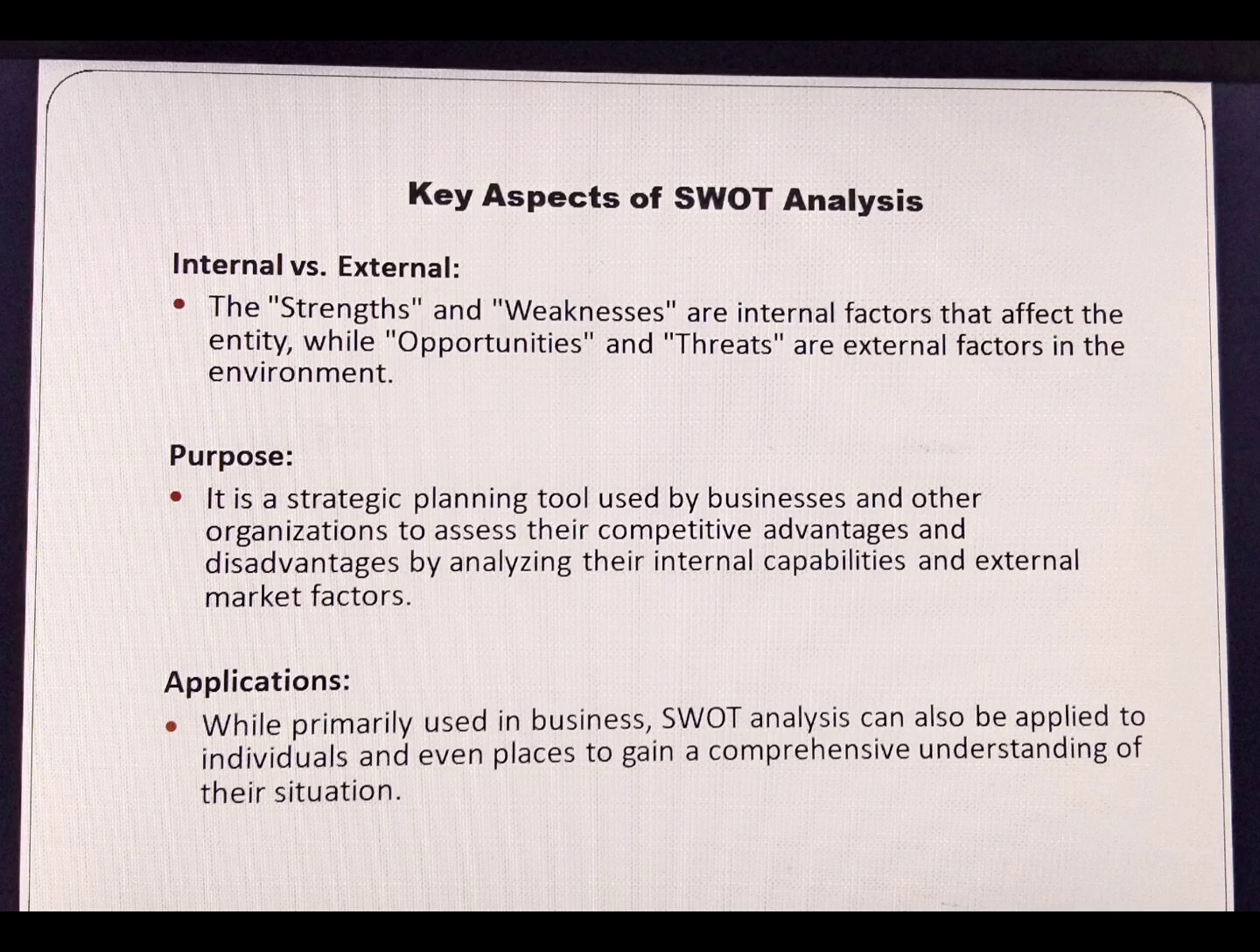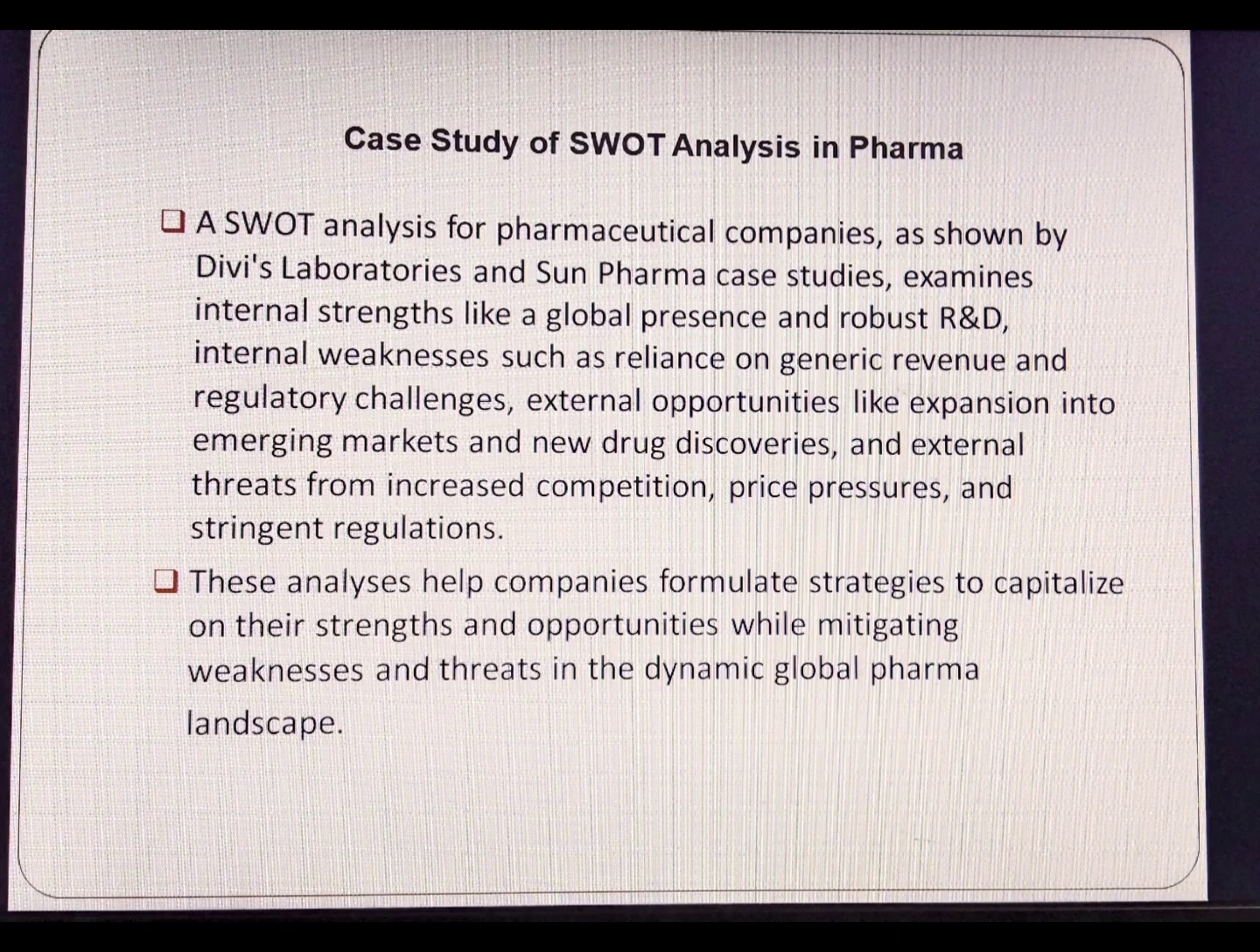Opportunities: external factors in the environment that an organization can exploit to its benefit. Examples include new markets, favorable economic trends, or changing customer needs. Threats: external factors that could negatively impact an organization's success. These might include competitor innovation, new regulations, economic downturns, or shifts in social sentiment.